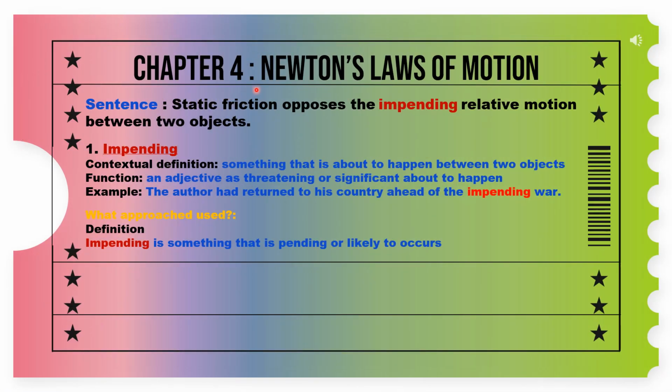Chapter 4, Newton's Laws of Motion. The sentence: static friction opposes the impending relative motion between two objects. Impending. Contextual definition: something that is about to happen between two objects. Function: an adjective, threatening or about to happen. Example: the author had returned to his country ahead of the impending war. Definition: impending is something that is pending or likely to occur.